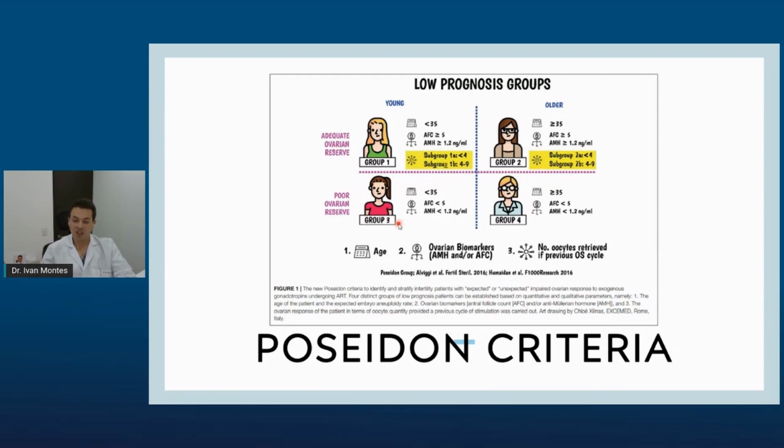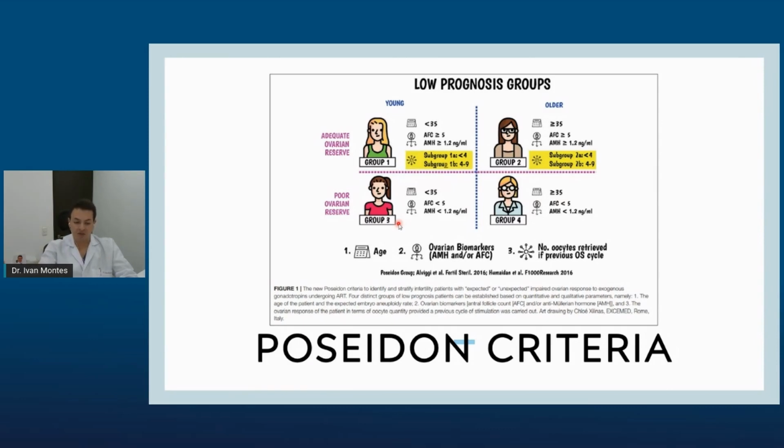It proposes a change in the definition of poor ovarian response from quite a heterogeneous criteria like the Bologna criteria to the concept of low prognosis group. And low prognosis seems to be ideal terminology because it allows not only to identify patients who have a reduced probability of pregnancy in ART treatment, but also to stratify the low prognosis patients into 4 distinct categories based on quantitative and qualitative parameters.